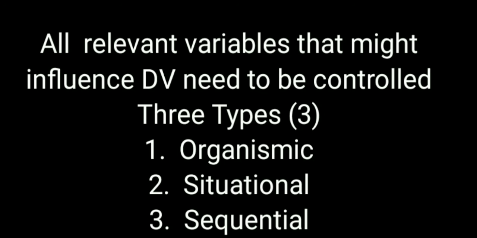Let's now talk about situational or environmental variables. They are factors in the environment that can unintentionally affect the results of the study. Example, noise, temperature, humidity. Let's now talk about sequential variables. These are related to the very procedure of conducting the experiment when the participant is required to be tested across several conditions, and because of the exposure to many conditions, it may result in experimental fatigue or practice effects, which will further influence the results of the study.